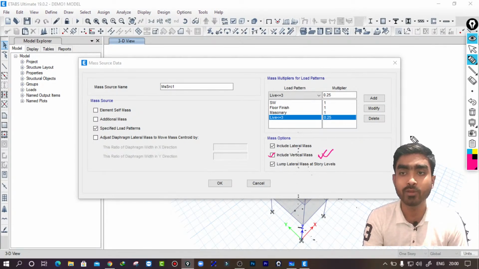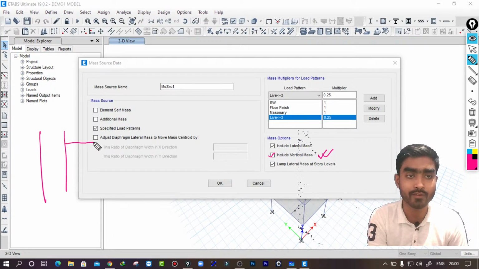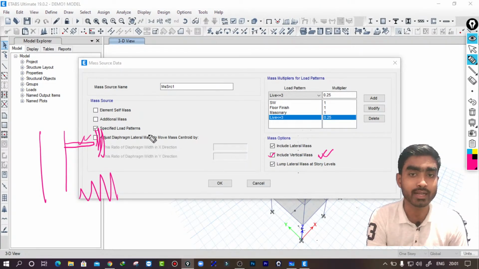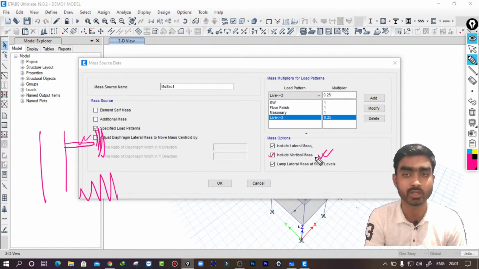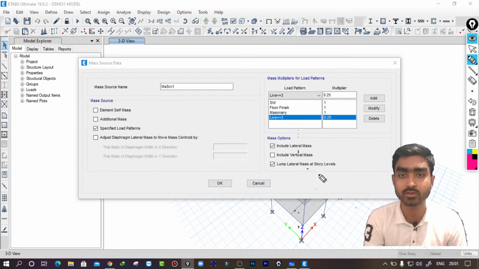So in tall buildings you can see this vertical acceleration. Even if you are having a large, suppose this is your building and you have a cantilever like this, in that case, when the earthquake vibration hits your structure, you will get a major movement in this cantilever part also, which is moving up and down, that means in the vertical direction. So in that case we should consider the include vertical mass option. I'll show you how to consider the vertical load case also. For now we are not taking it because this is a very simple structure, so we do not need this.